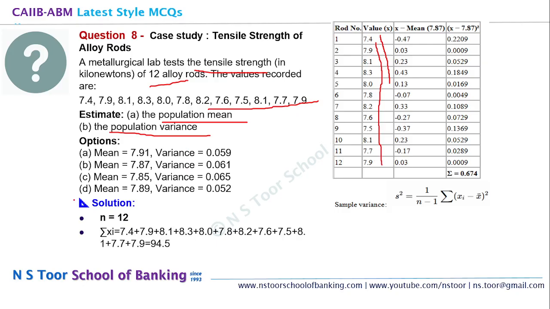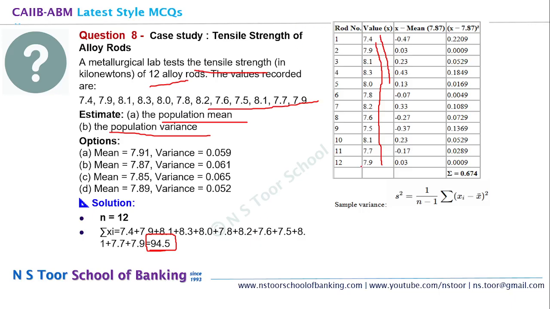Now here you have to calculate the mean. How will you calculate the mean? For the mean, we have to take the total of this. So what is the total of all the 12 units? 1, 2, 3, 4, 5, 6, 7, 8, 9, 10, 11 and 12. The total of the 12 units is 94.5.